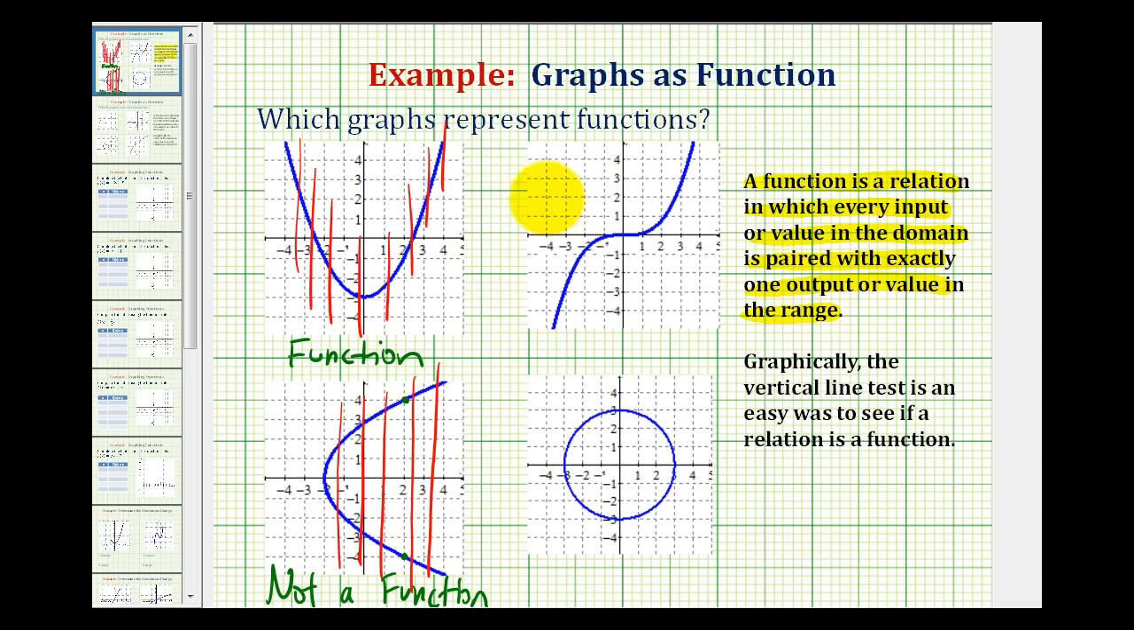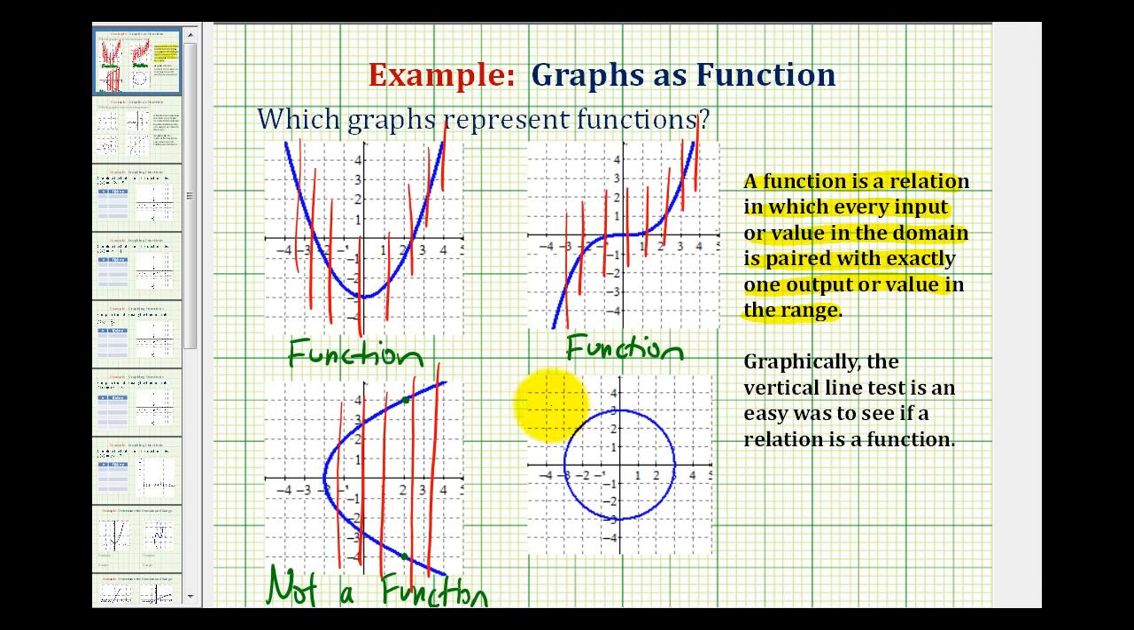To test this graph here, again, we can sketch several vertical lines and see if any of them intersect the graph in more than one point. Never at any time do any of these vertical lines intersect the graph in more than one point, so this graph does represent a function.